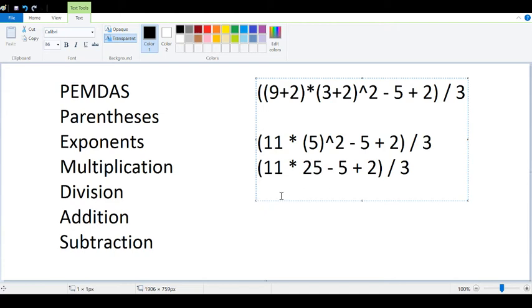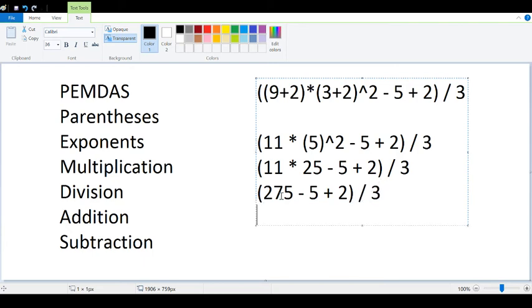In this case, we don't have any division within the parentheses. We just have multiplication. 25 times 11. And give me a moment to figure out what 25 times 11 is. It is 275. So we have 275. Okay, that's 11 times 25. Did the multiplication first. So minus 5 plus 2. All of this is divided by 3.